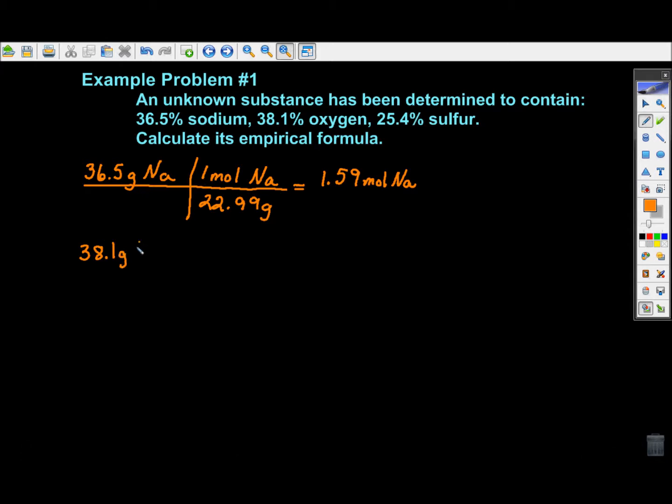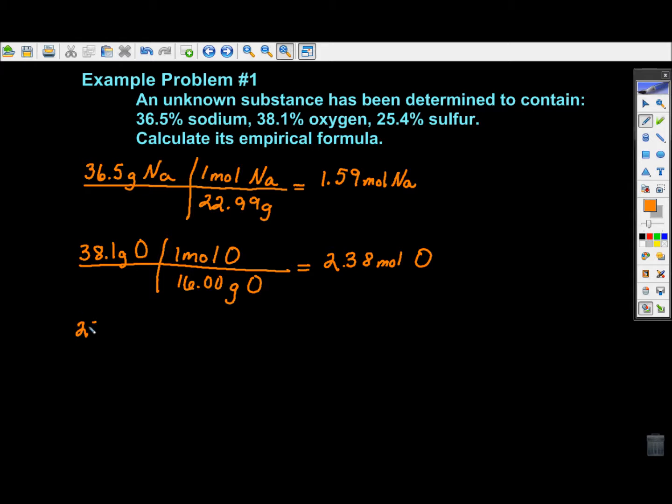I'm going to do the same thing for oxygen. 38.1 grams of oxygen based on our 100 gram sample. And in 1 mole of oxygen, I have 16 grams of oxygen. I just know that by heart. If you want to look on the periodic table, you're more than welcome to do so. And when I type in my calculator 38.1 divided by 16, I get 2.38. Now, if I'm going too fast for you, you're more than welcome to pause the video and plug it in on your calculator and generate the answer.